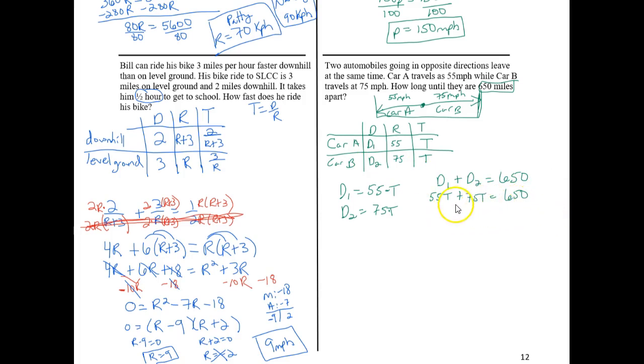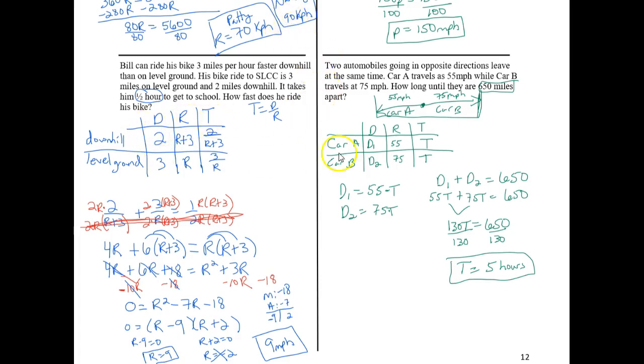Alright, let's continue on. So one equation, one variable. I combine my like terms. 55t plus 75t is 130t equal to 650. Divide both sides by 130, and t equals 5. And that was 5 hours. Since it was talking about miles per hour, time is in hours. And there you have it.